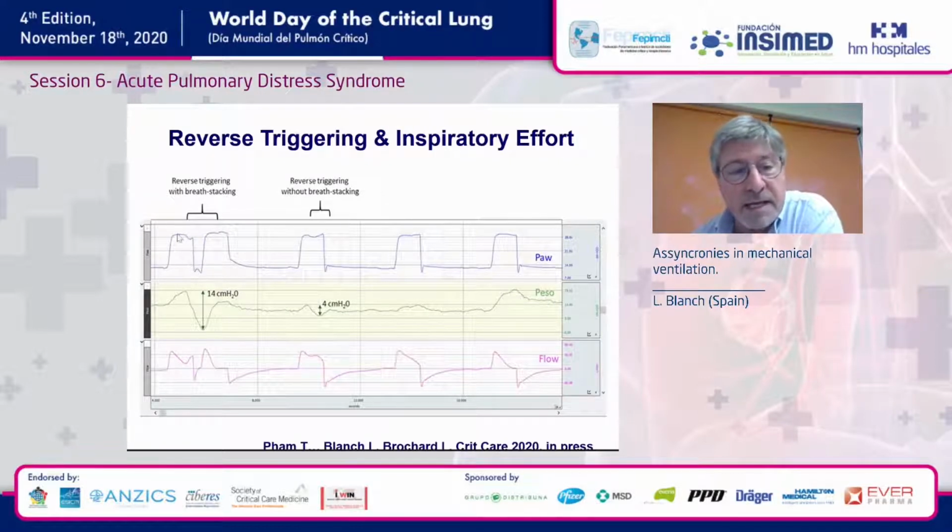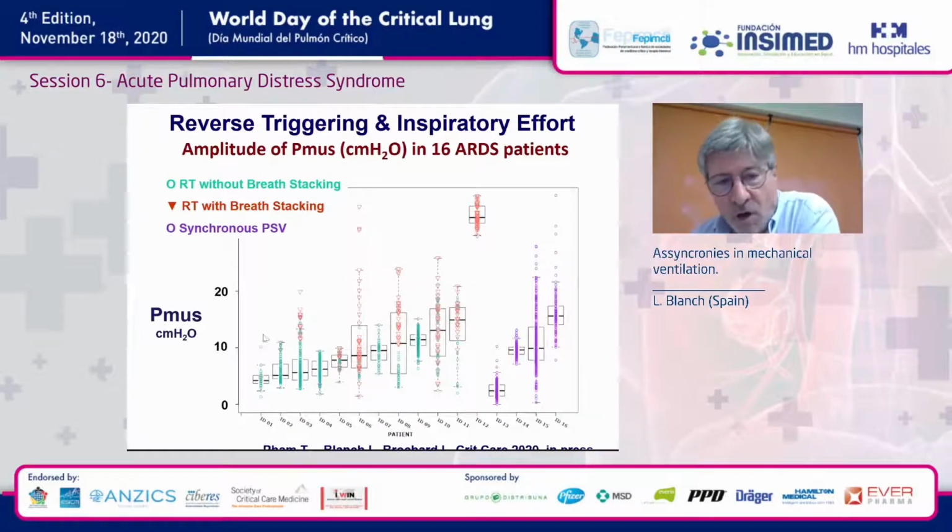If this causes breath stacking because the effort is so high, you will see an example here. In that case, the effort triggered by the ventilator breath is less because the inspiratory effort also is less, so the decrease in muscular pressure is less. When we analyze it in terms of muscular pressure, in those patients that presented reverse triggering without breath stacking, or the patients presenting reverse triggering with breath stacking, let's say less effort or more effort, you see that the muscular pressure is quite higher. So in that group, reverse triggering with breath stacking perhaps is the group that can cause injury.